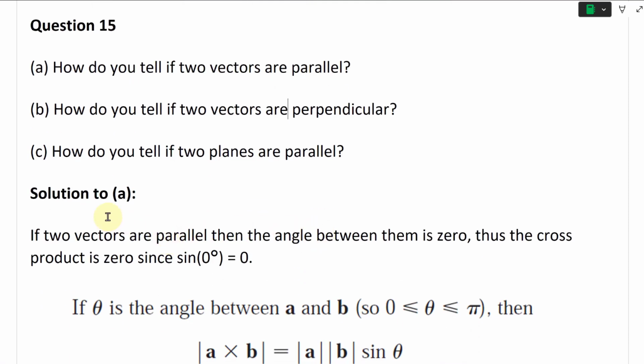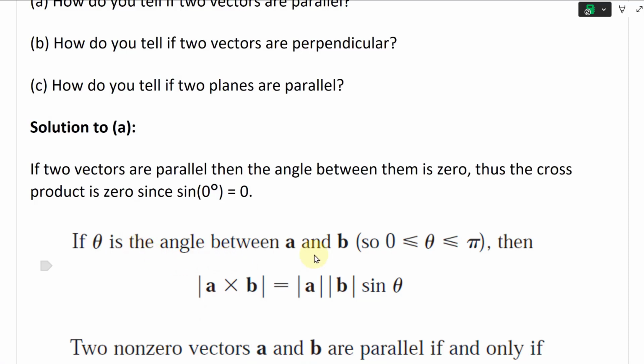So the solution to A: if two vectors are parallel, then the angle between them is 0. If you have a vector like this and this one and superimpose them, the angle between them is just 0. Theta is equal to 0. And then we could take the cross product. If two vectors are parallel and the angle between them is 0, thus the cross product is 0, since sine of 0 degrees is equal to 0.